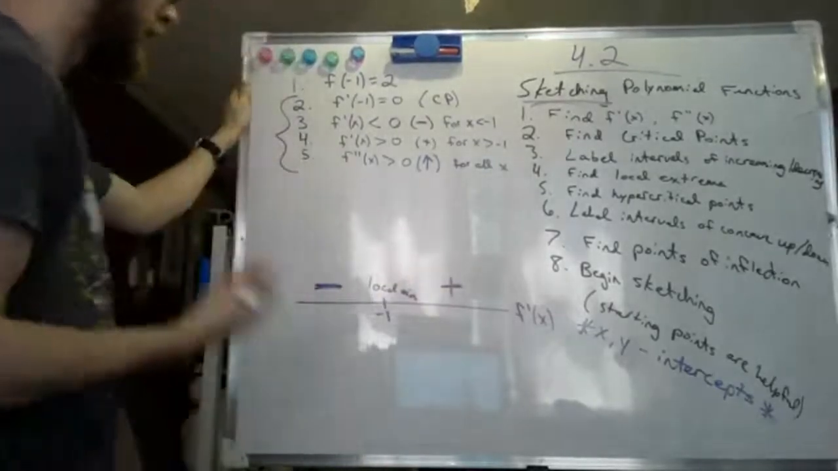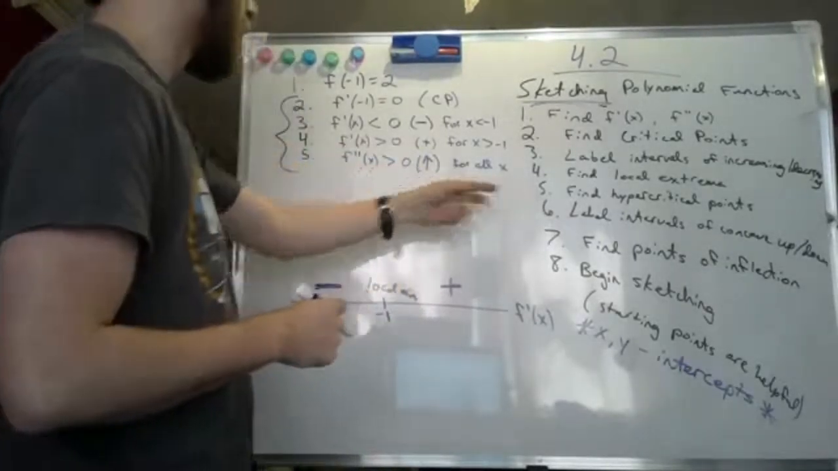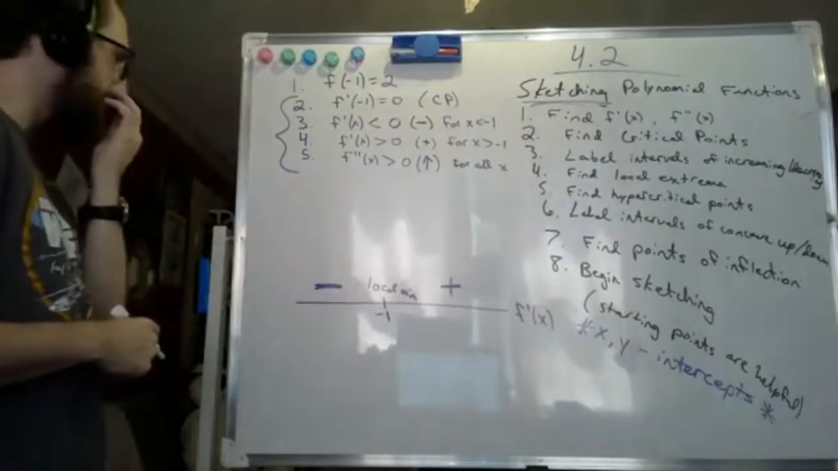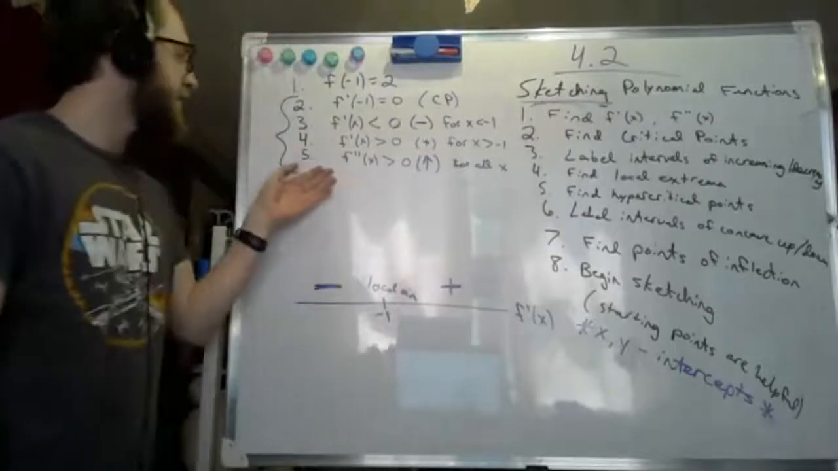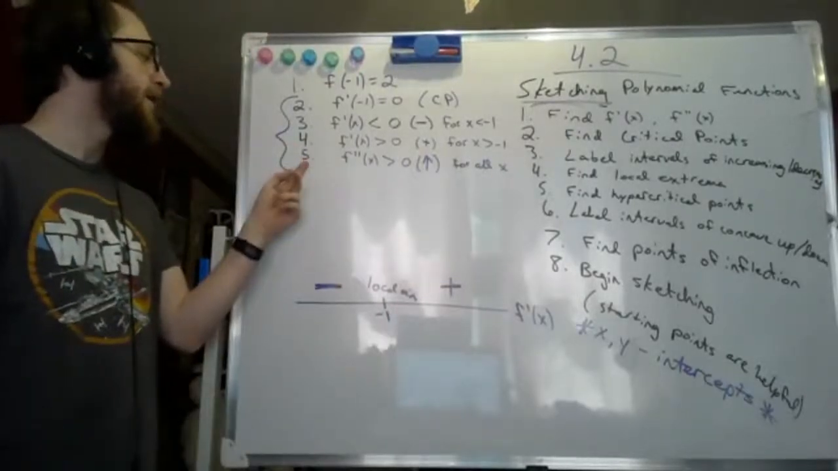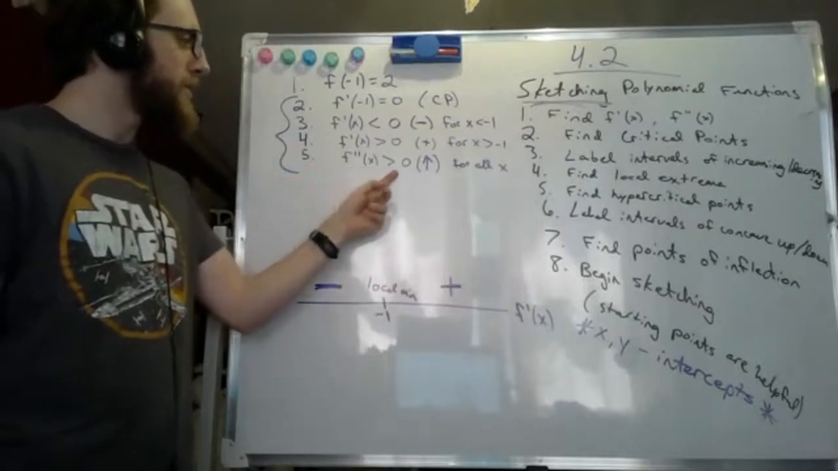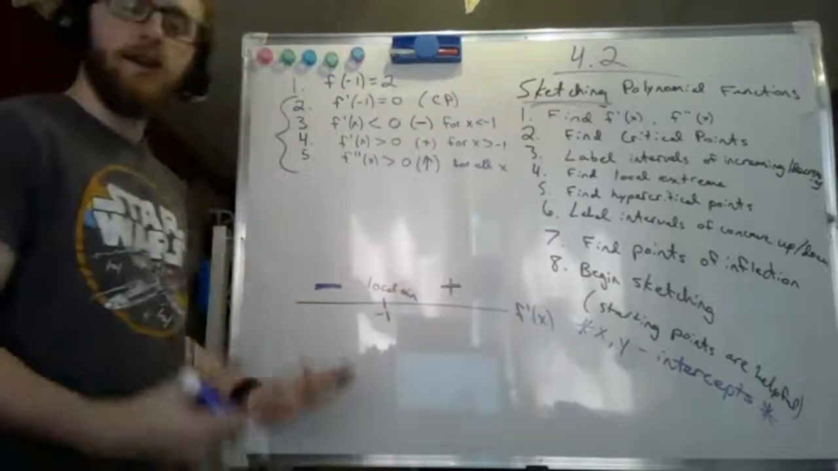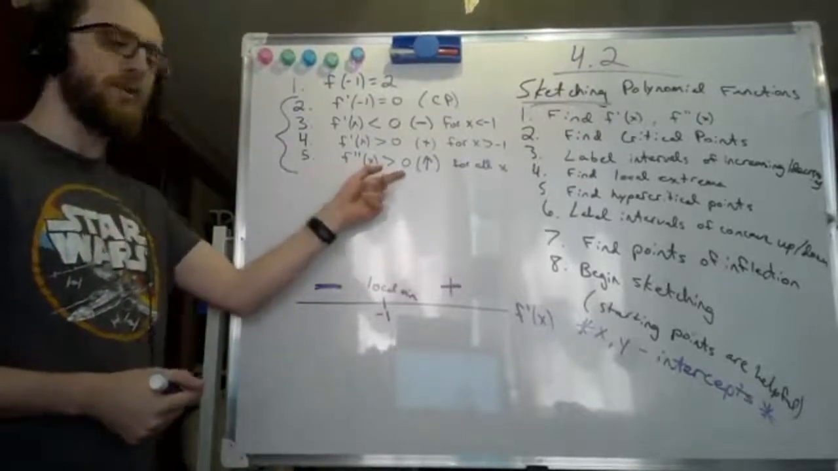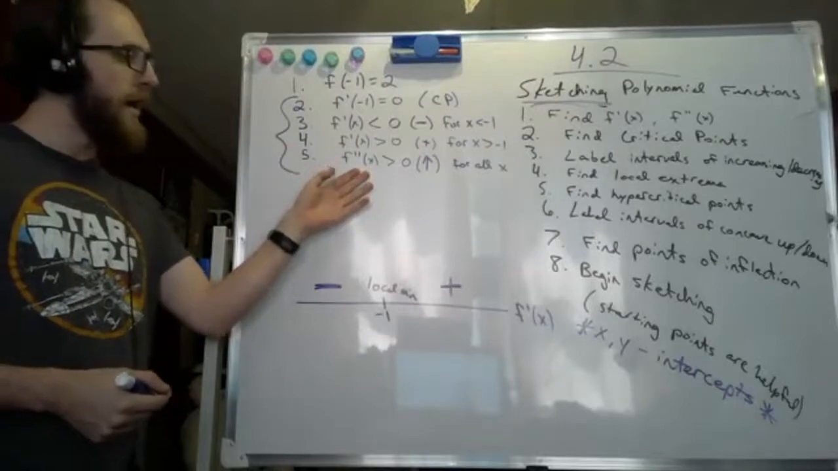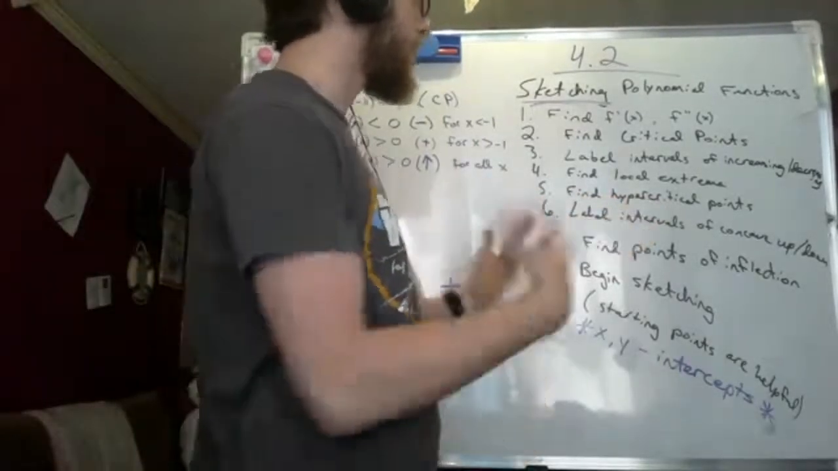Okay, good so far. Now what? Step 5, find hypercritical points. Well, hypercritical points are where the second derivative is equal to 0. However, in number 5 here, we're told that the second derivative is positive for all x. In other words, there is no x anywhere where this second derivative could equal 0 because it's positive everywhere. And if it's positive everywhere, then we have no hypercritical points. Okay, so nothing to label there.